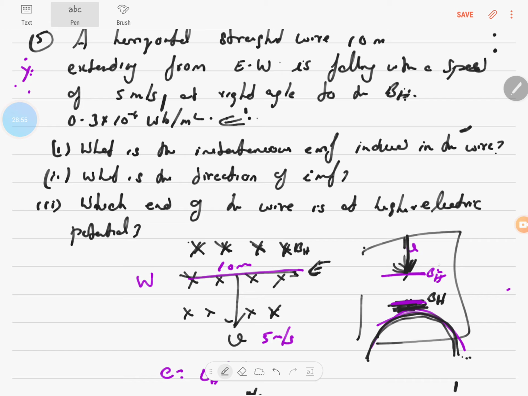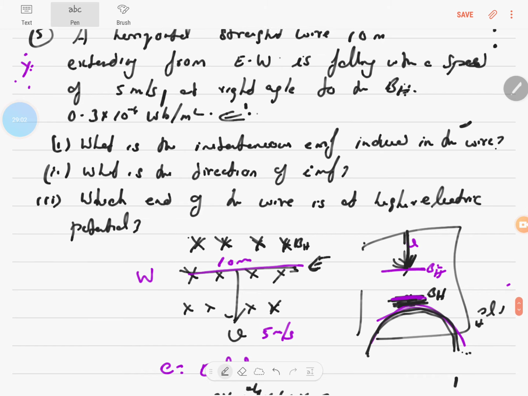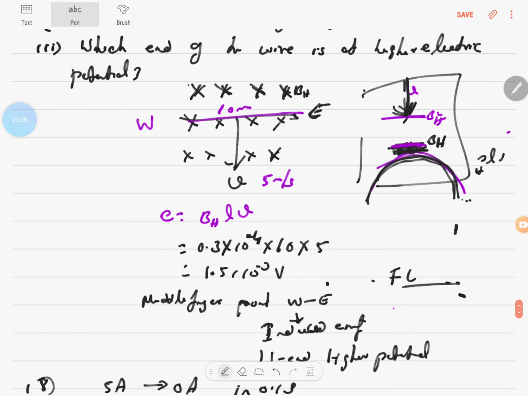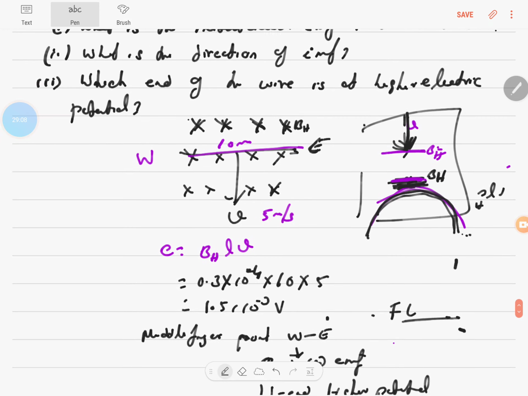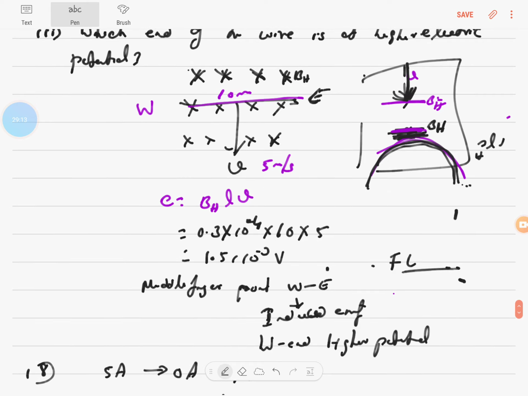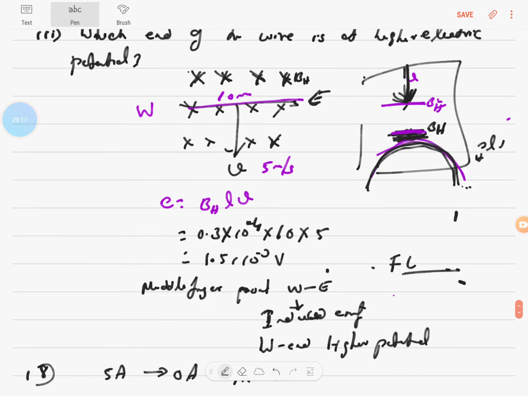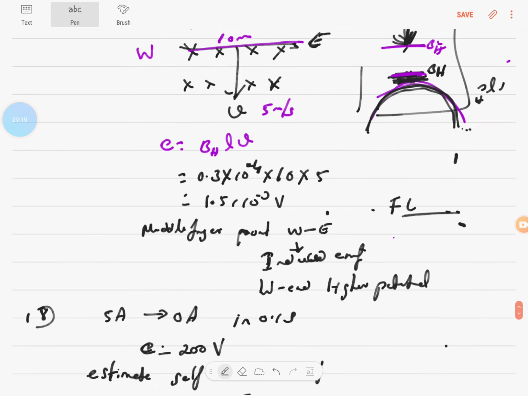The component which is perpendicular to the velocity is the BH component. So when you put BLV, we have to put BHLV and we can substitute the BH value directly. That will give you the EMF induced. This is about induced EMF, and you can use the right hand rule to point which direction is your induced current. The induced EMF will be from west to east.